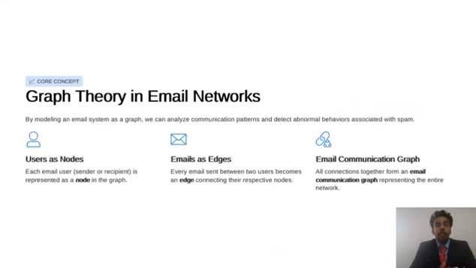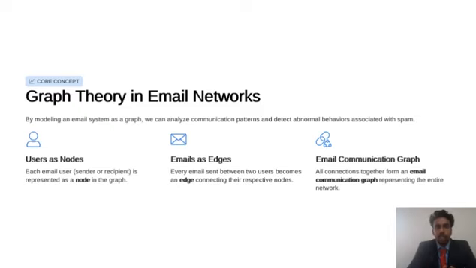Graph theory in email network. Now, let us see how graph theory can be applied to an email communication system. In an email network, we can model the system as a graph, and each email user is represented as a node in the graph. Whenever one user sends an email to another user, it creates an edge between two nodes. When we combine all these nodes and edges, we form an email communication graph that represents the entire email network.